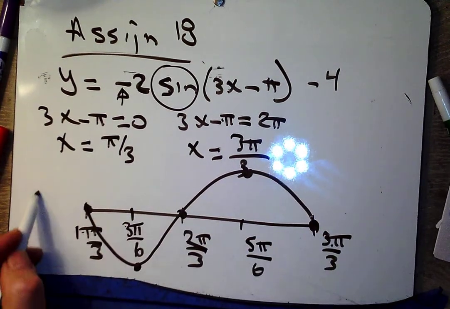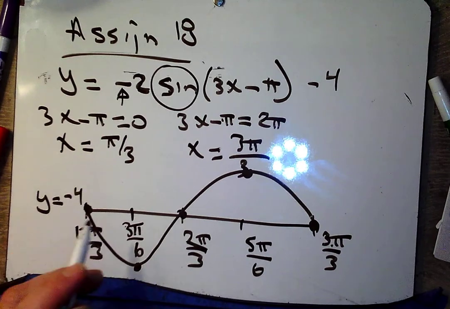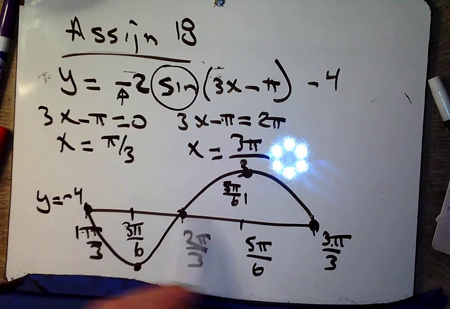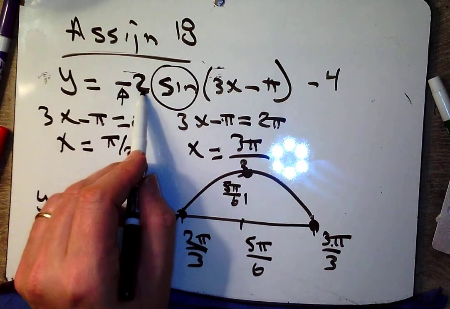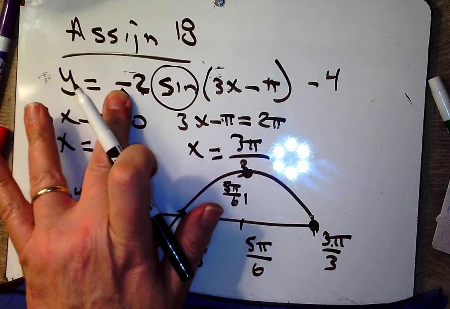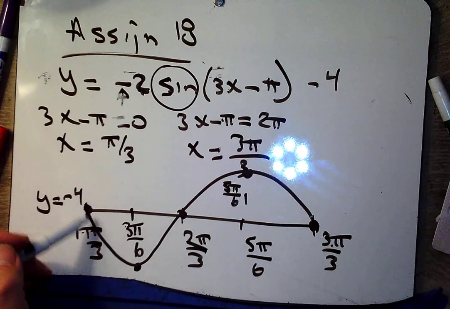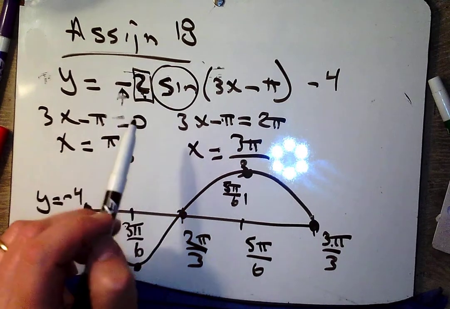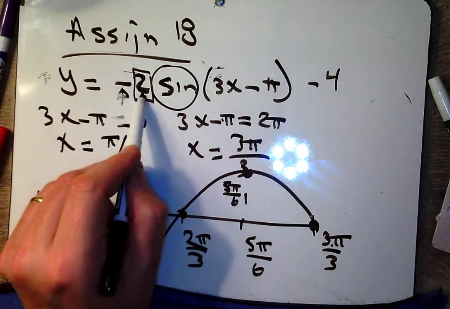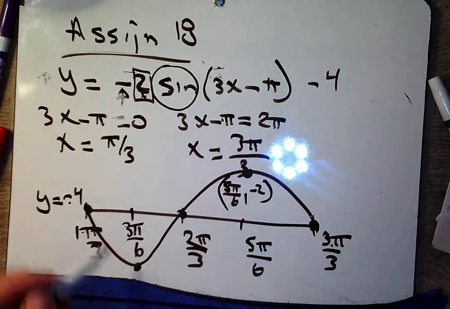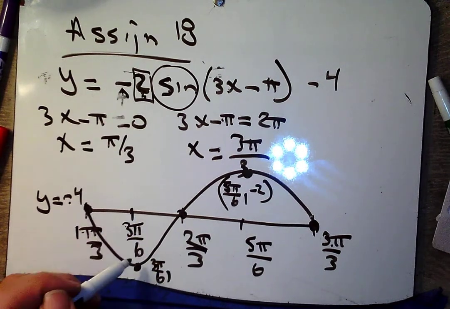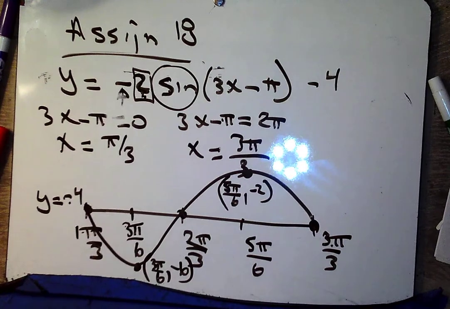Okay? This is y equals negative 4. And so all we have to do is label these points. We've got 5 pi over 6. This is negative 4 plus 2. Don't be distracted by that minus. That minus is just telling us to start down and then go up. The amplitude is this number. So minus 4 plus 2 is minus 2. And here we have minus 4 minus 2. 3 pi over 6, minus 4 minus 2, negative 6. Good.